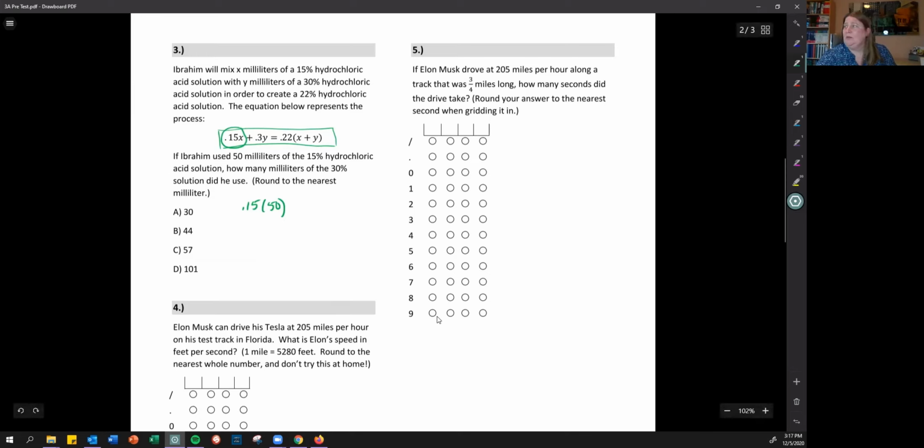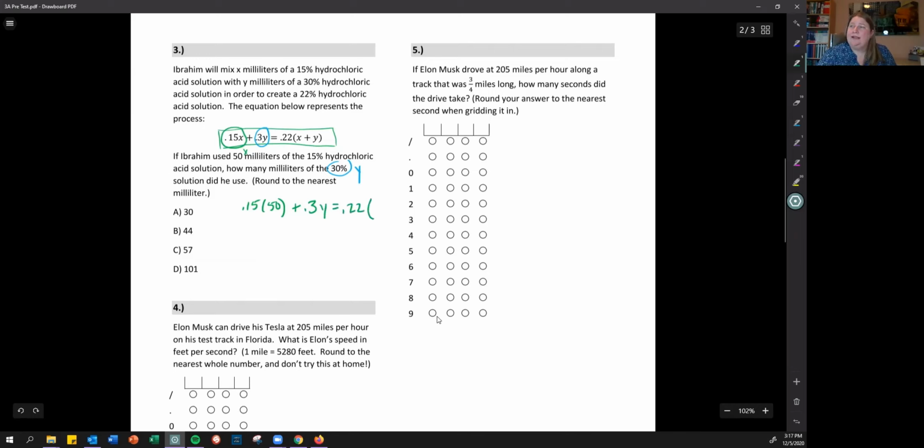So they did not tell me why. Here's going to be the solution that he mixed that's 30%. That's going to be my Y. And I'm just going to leave that as Y because they didn't tell me that, so that's what I'm going to be solving for. We're going to end up with 0.22.